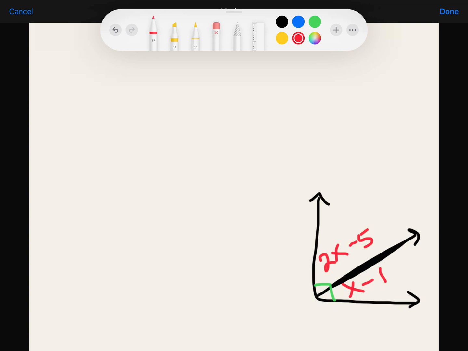So remember, complementary angles add up to 90 degrees. So if we see that word complementary, we know that all we have to do is add the angles and set it equal to what number? 90 degrees. So I'm going to write this equation, 2x minus 5, and I'm going to add it to x minus 1 and set it equal to 90 degrees. And from here on out, it's just algebra.